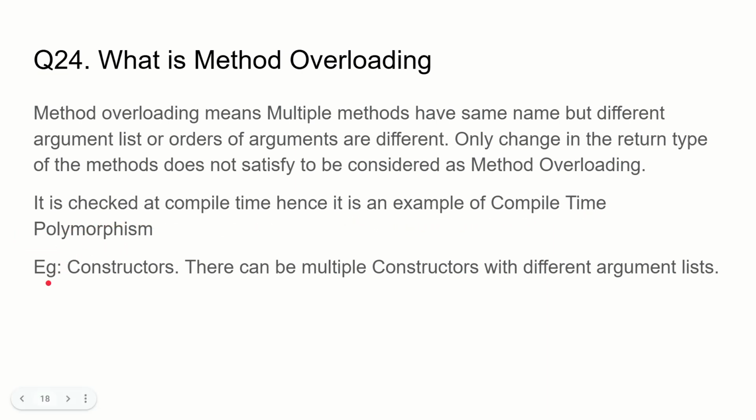For example, the basic example would be constructors. There we know there can be multiple constructors with different argument lists.